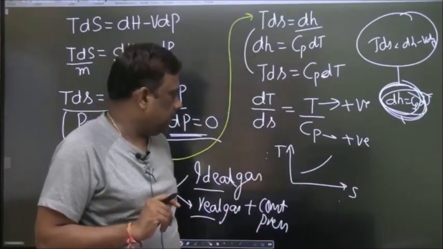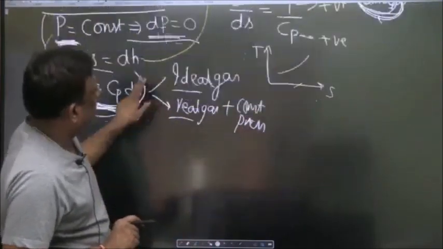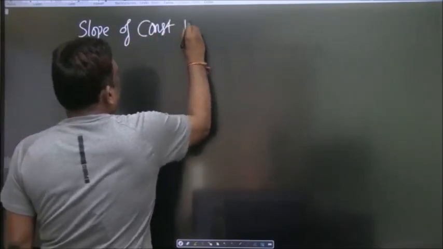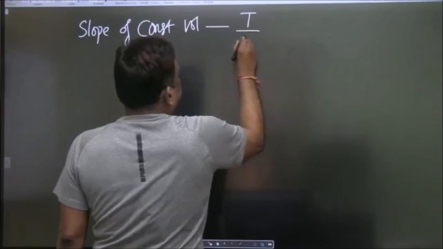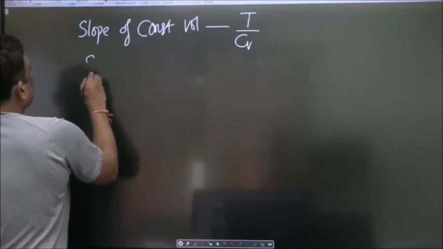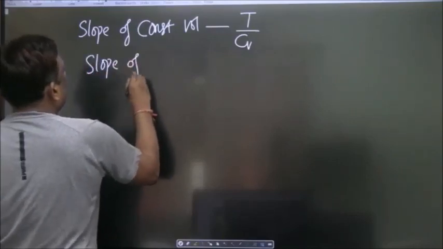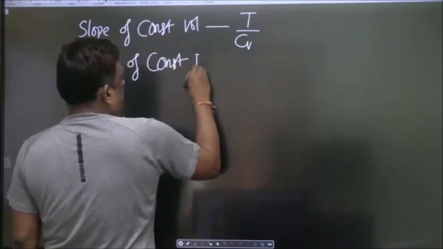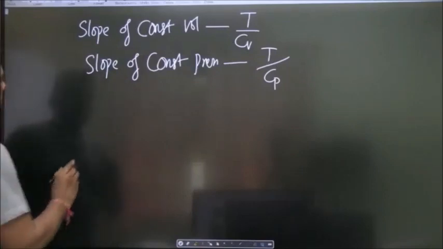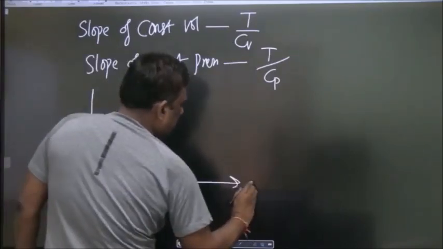Excellent. Understood now? Chalo. Now, let us superimpose both. Please note down that it is on the TS diagram. The slope of constant pressure is T by Cp. Okay. Now let us try to see.